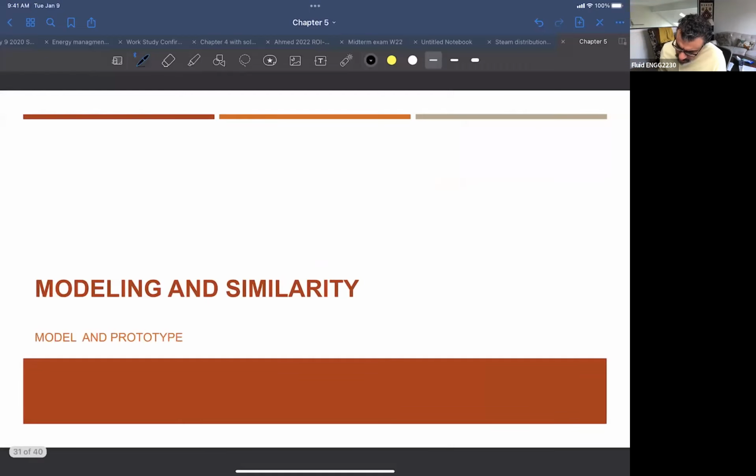Okay, I'm gonna stop here, and next time we're gonna talk about modeling and similarity of prototypes.